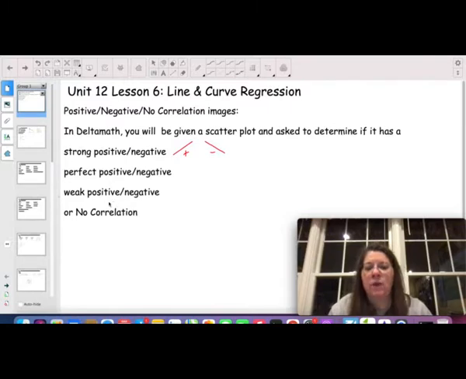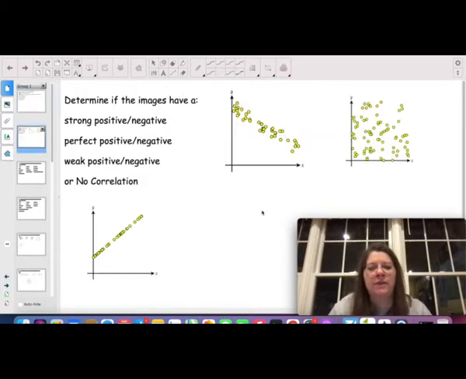It could have a very weak positive or negative correlation. That's where the data is more spread out, but you can see that it's definitely in a positive direction or a basic negative direction. And then it could have no correlation at all, which means the data points are spread all over and you can't see where there would be any line that you could draw to indicate any kind of measurement. So here I have just three simple examples.